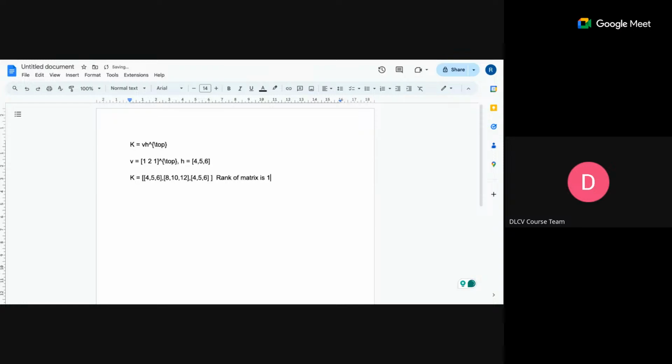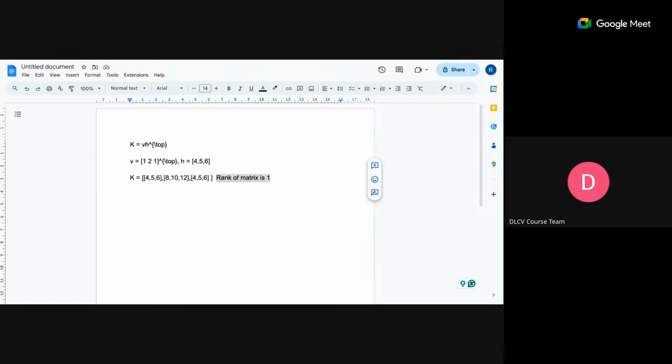Yes, the kernel rank is 1. Now, given a kernel matrix, the way to find whether the kernel is linearly separable or not is to check whether the rank is 1. How you find whether the rank is 1 is up to you.